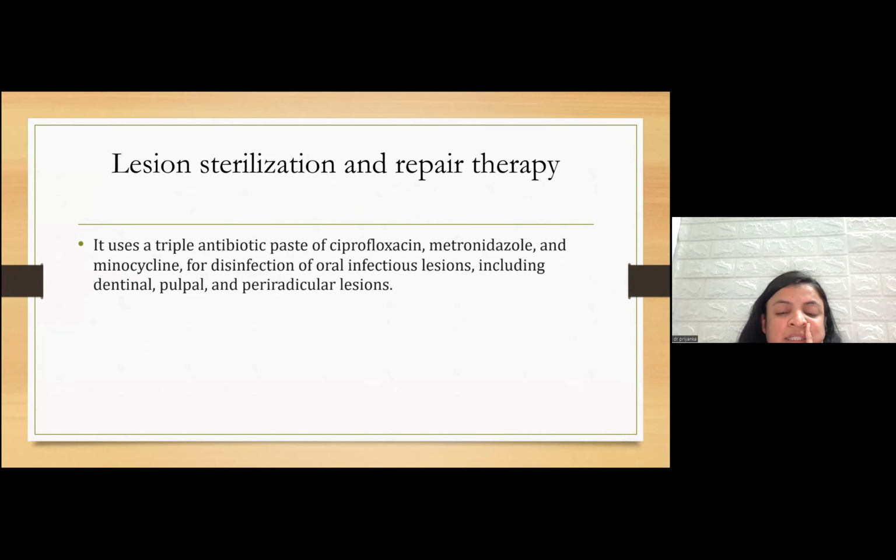The next technique is lesion sterilization and repair therapy. In this technique, we use triple antibiotic paste like ciprofloxacin, metronidazole, and minocycline for disinfection purposes. We place it for 5 to 7 days, and then again we clean it, disinfect it, and we repeat it until we achieve a dry canal. Now, the main disadvantage of this technique is the minocycline in the paste, because minocycline can cause discoloration of the tooth. So again, extra coronal restoration becomes a mandatory part.